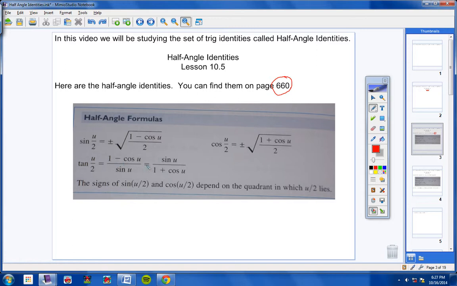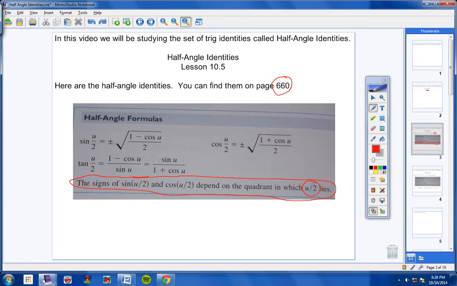Now, having said that, notice this really important statement down here. Let's talk about this for a second. Sine of u over 2 equals plus or minus. Cosine of u over 2 equals plus or minus. So how do you know when to use the positive or negative sign? Well, this explains it: the signs of sine of u over 2 and cosine of u over 2 depend on what quadrant u over 2 lies in.